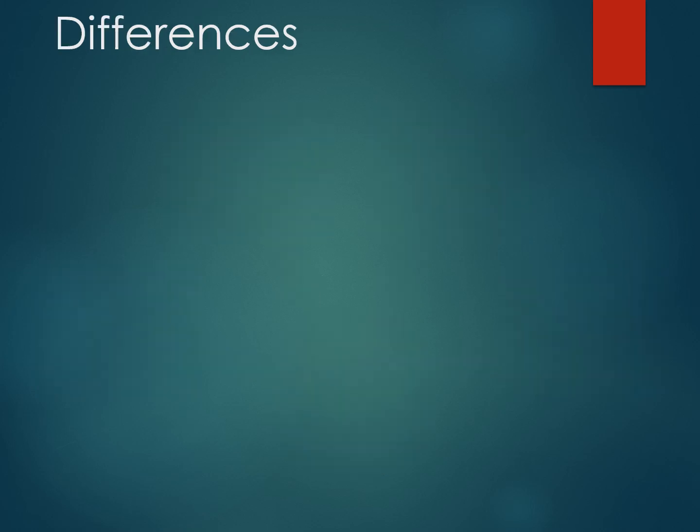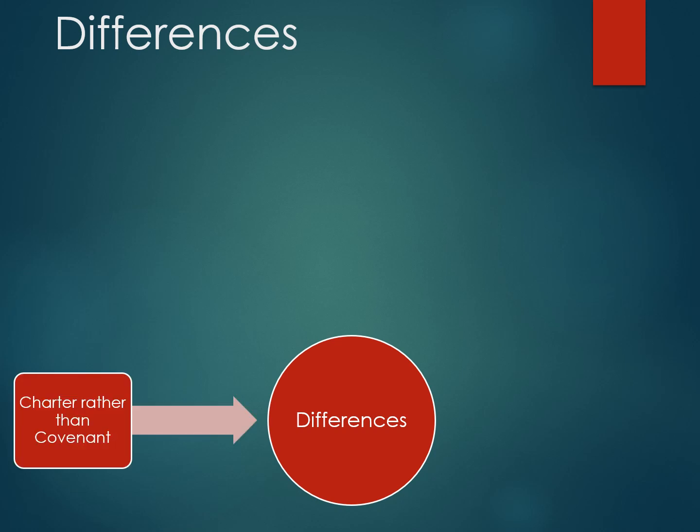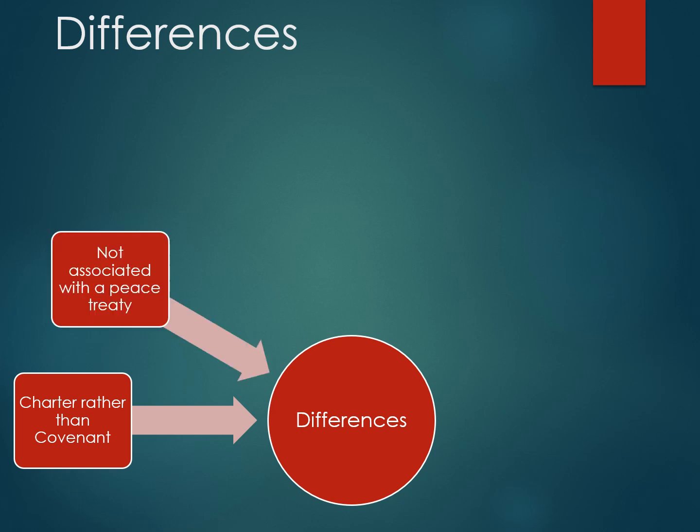So what about the differences? When it comes to differences, first of all, there was a charter rather than a covenant. The idea was that this would be more binding than a covenant, though some historians feel that that's a very academic issue. The new organization was not associated with any particular peace treaty. Rather, it was created independently of a peace treaty.